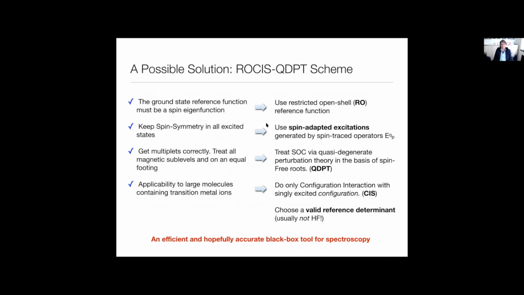Dimitris might tell you that meanwhile we have exciting new results that also let us treat antiferromagnetic systems, but at that point we couldn't do it. So as long as you have a restricted open shell reference function, you can only rise with it. So you keep the spin symmetry in all excited states. You get the multiplets correctly by letting them interact with spin orbit coupling through quasi-degenerate perturbation theory.